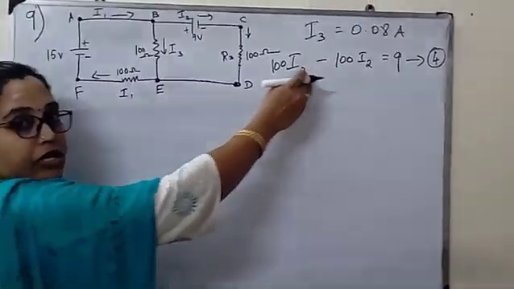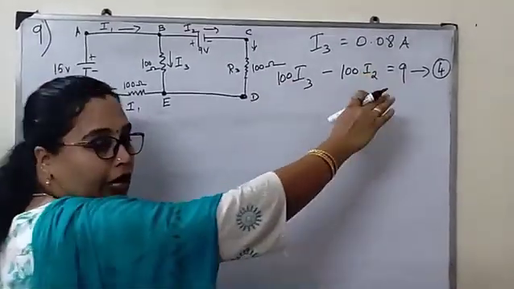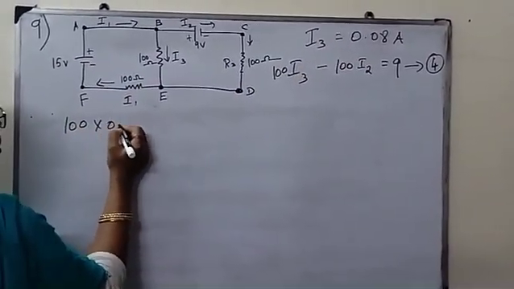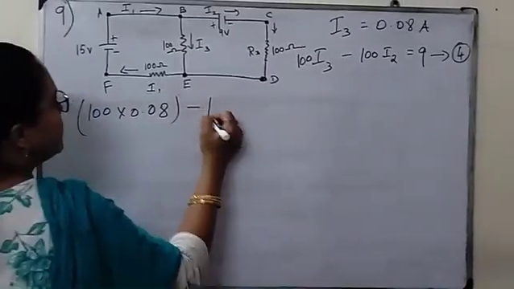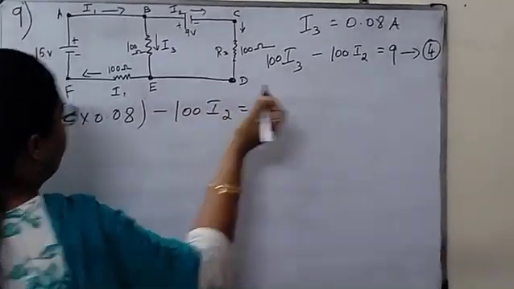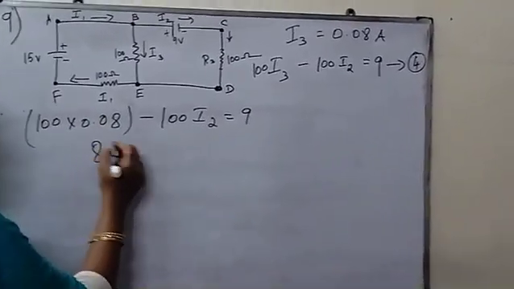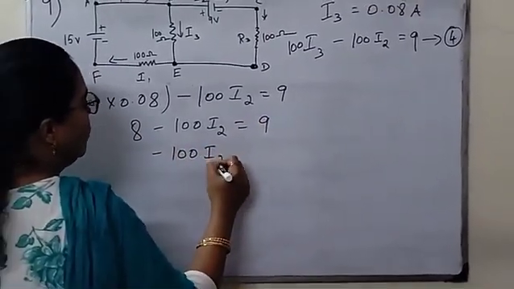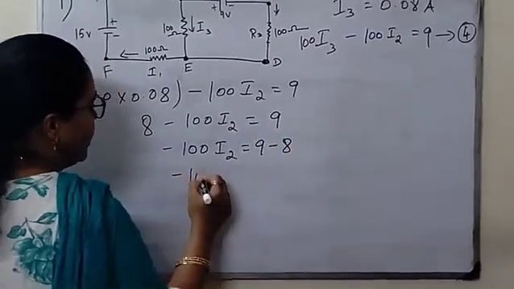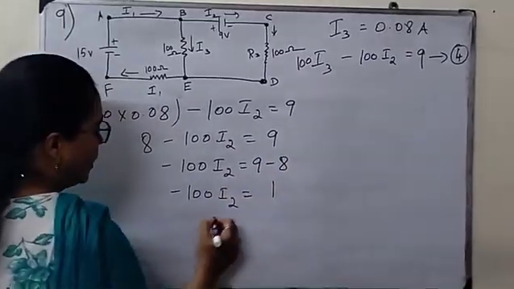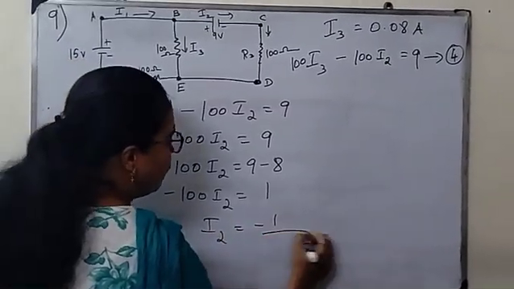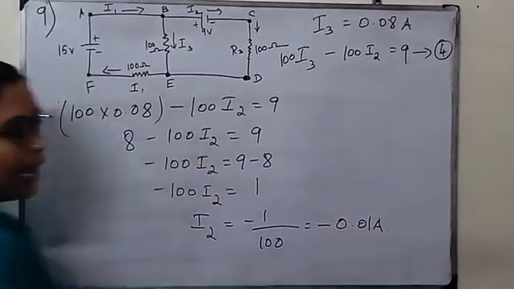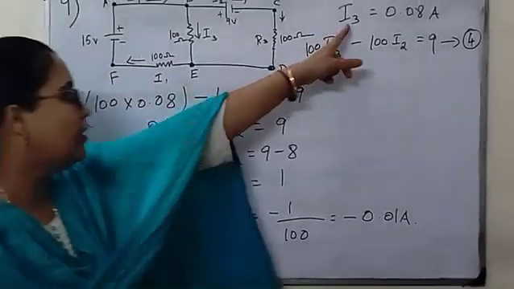So we already got this equation, isn't it? 100 I3 minus 100 I2 is equal to 9. So in this equation you can substitute the value of I3. So you will have 100 into 0.08 minus 100 into I2 is equal to 9. So 100 into 0.08 becomes 8. So 8 minus 100 into I2 is equal to 9. So minus 100 into I2 is equal to 9 minus 8. So minus of 100 into I2 is equal to 1. Therefore I2 is equal to minus of 1 divided by 100, which is equal to minus 0.01 ampere.